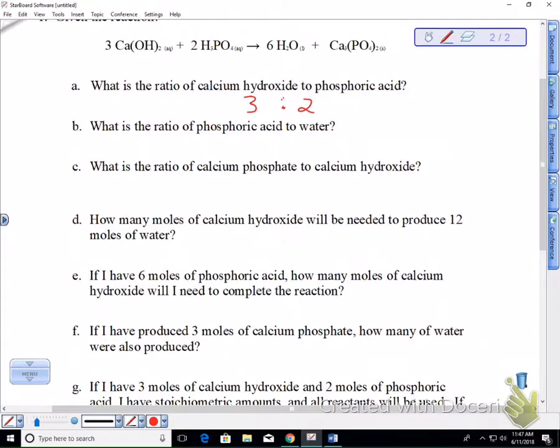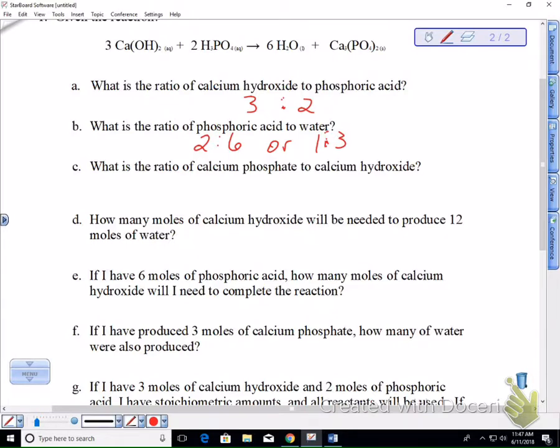All right, B, what is the ratio of phosphoric acid to water? Think about that one. Okay, we can see that it's going to be a 2-to-6, and that is a perfectly fine answer. This isn't math. What we're trying to do here does not require us to simplify. I know a lot of you feel that burning desire to simplify, so that would also be an acceptable answer, 1-to-3. Part C, what is the ratio of calcium phosphate to calcium hydroxide?